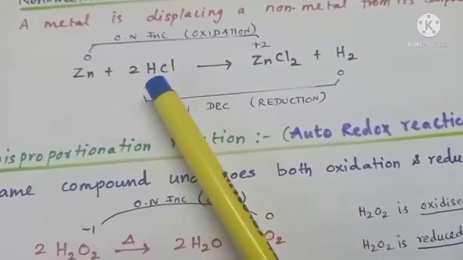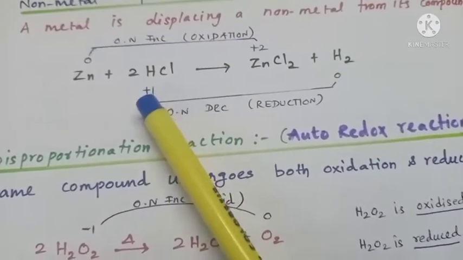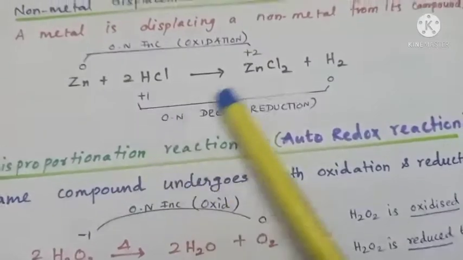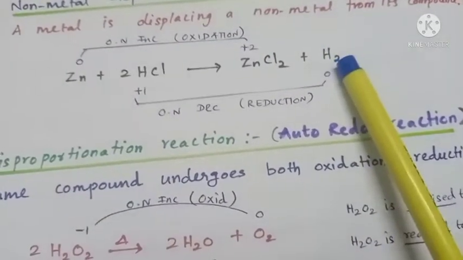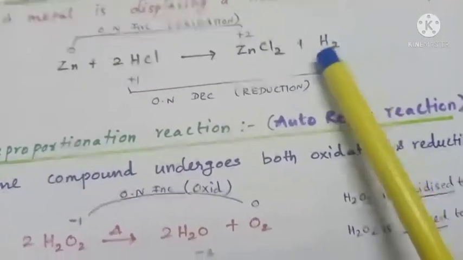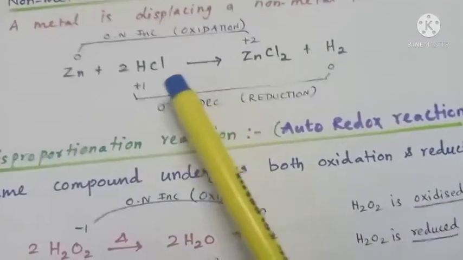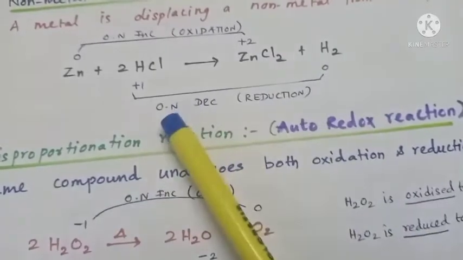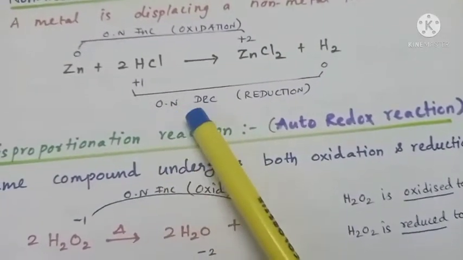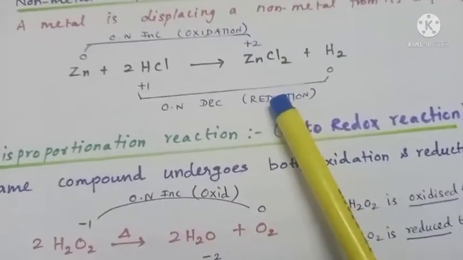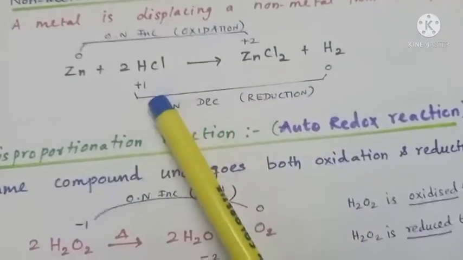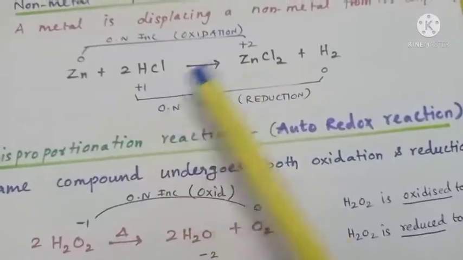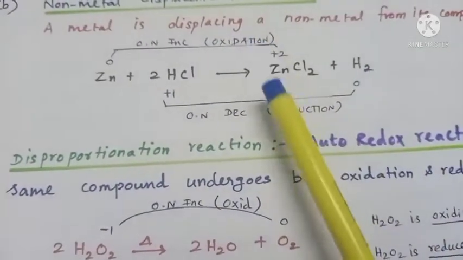Similarly, in HCl, the oxidation number of hydrogen is +1 because chlorine is -1, hydrogen is +1. Then on the right side you are getting H2, molecular form, uncombined state. So oxidation number is 0. Now the oxidation number of hydrogen changes from +1 to 0. There is a decrease in oxidation number. Oxidation number decreases, so it is reduction. So here hydrogen is getting reduced. Zinc is getting oxidized, hydrogen is getting reduced, isn't it? So it is a redox type reaction.